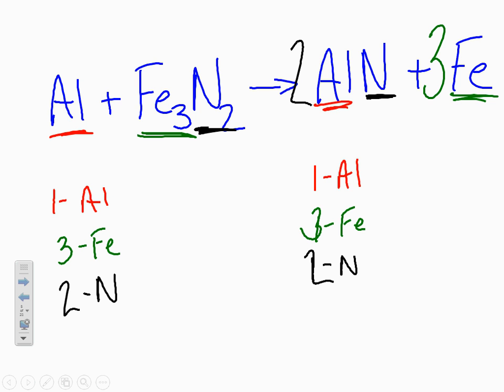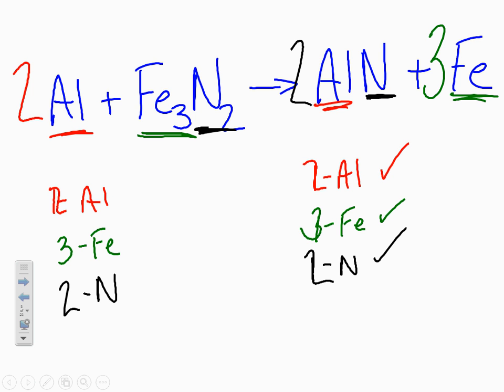So are we good? Well, let's go through. Let's double check. I have 2 nitrogens and 2 nitrogens. That's good. I have 3 irons on the left, and 3 irons on the right. That's good. Let's look at aluminums. I have 1 aluminum on the left. Uh-oh. I have 2 aluminums on the right. So how am I going to change that? I'm going to put a 2 here. And now I have 2 and 2. And my equation is balanced.